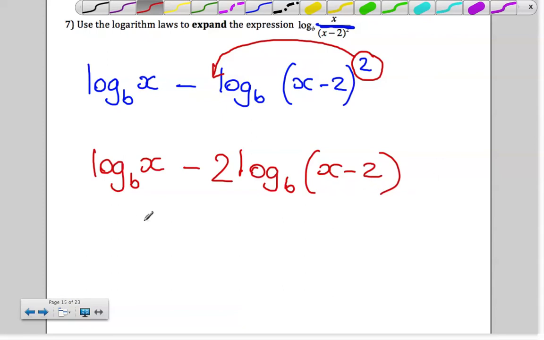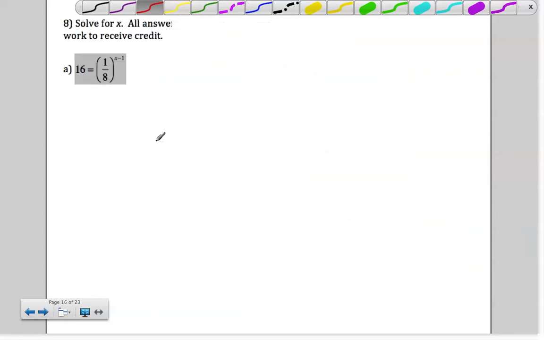Let's think about if there's anything else we can do. Can I think of a link between b and x to get from b to x? No, I can't. So I can't simplify any further. I'm not allowed to split this. There's no rule that helps me with log of x minus y. Oops. There is no such rule. So that is all I can do.